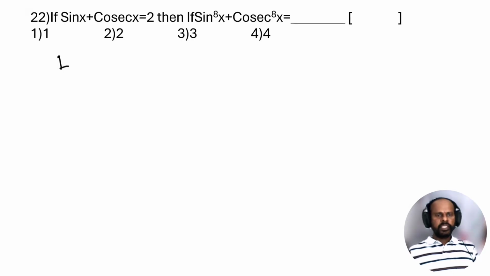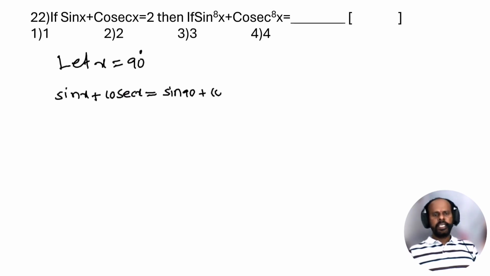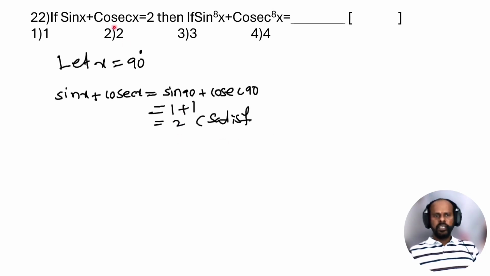It is given in the question that sin x plus cosec x equals 2. We have to find the value of sin power 8x plus cosec power 8x. Let us take x equal to 90 degrees. Substituting in sin x plus cosec x, sin 90 is 1 and cosec 90 is also 1. 1 plus 1 gives 2, which satisfies the given condition.